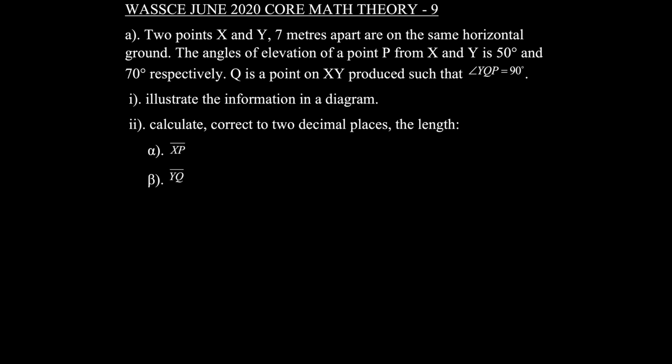I. Illustrate the information in a diagram. II. Calculate, correct to 2 decimal places, the length (alpha) XP, (beta) YQ. So let's begin with the solution of question 9a.